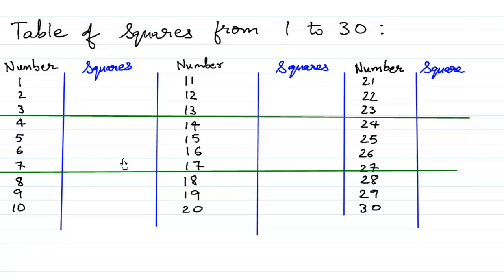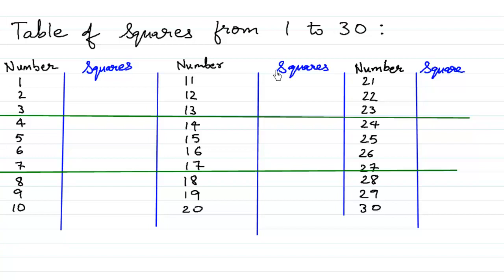It is always nice to know the squares of some very frequently used numbers, especially if you know the squares of all the numbers from 1 to 30 or even more than 30. It is always useful, especially for finding the square roots. So let us learn a trick for how to draw a table of squares from the number 1 to 30.